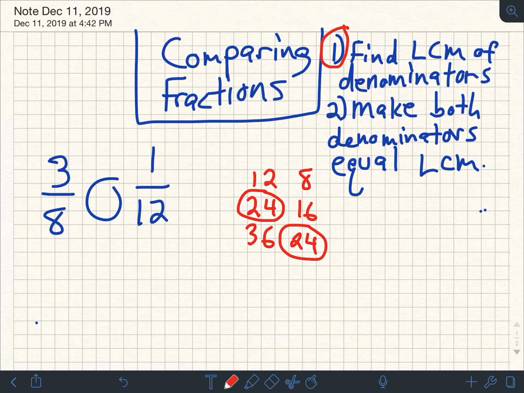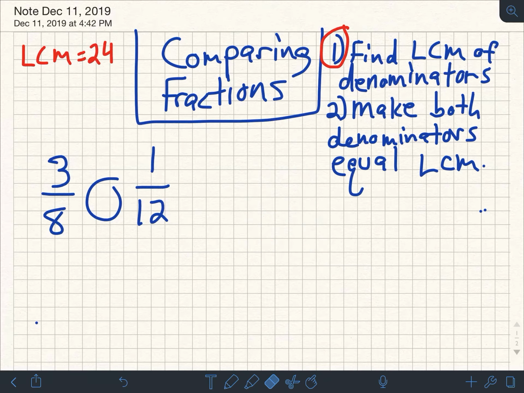So now we're to step 2. I know the least common multiple is 24. So I'm going to erase this stuff. I need to change both of my denominators to 24. So first, what do I have to do to 12 to make it 24? I have to do 12 times 2 to make it 24.